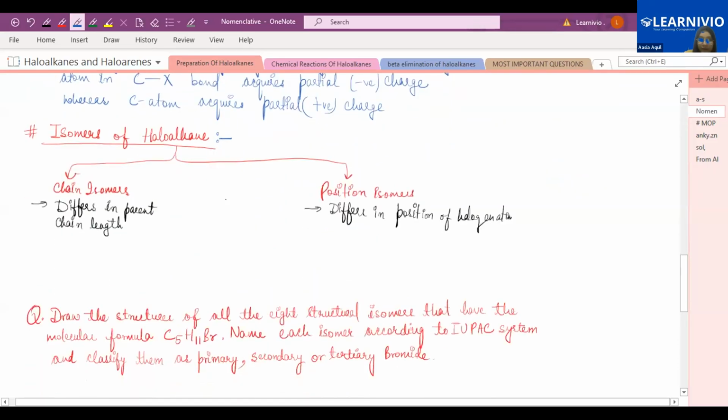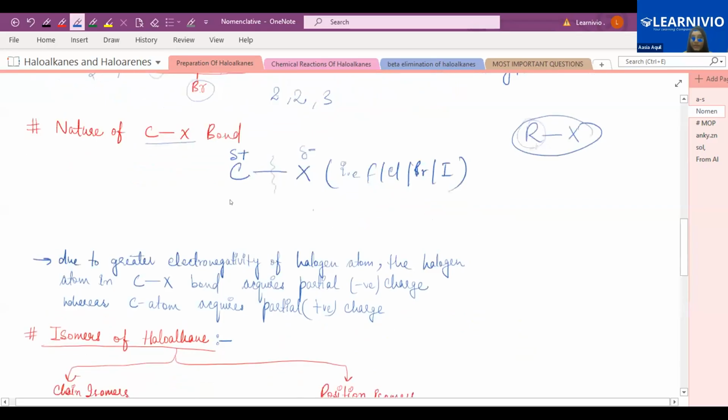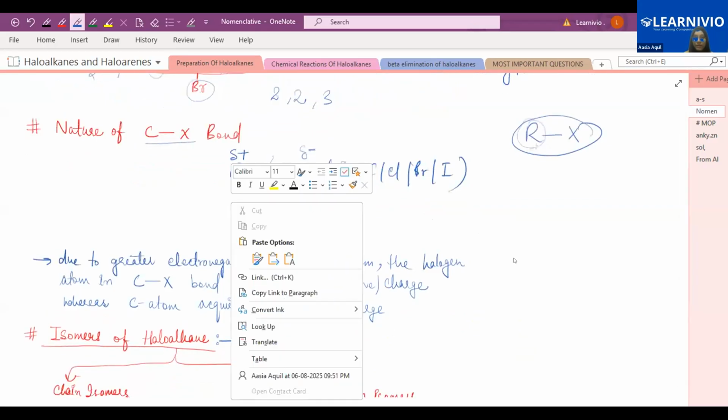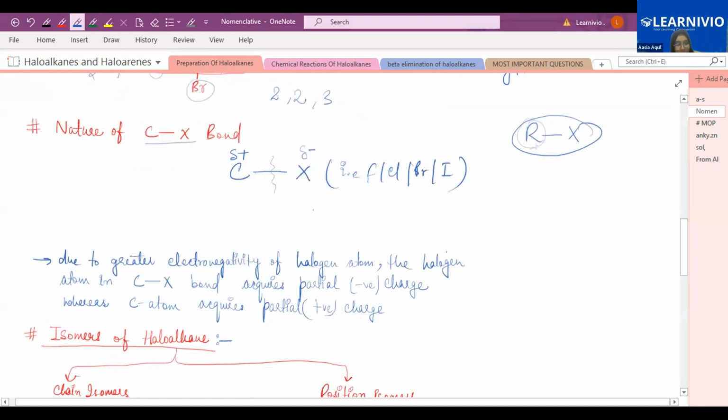Isomers. You can write down this. Write down this point, nature of C-X bond, and this point: due to the greater electronegativity of the halogen atom, it will acquire a partial negative charge and a partial positive charge on the carbon atom. Just write it down.